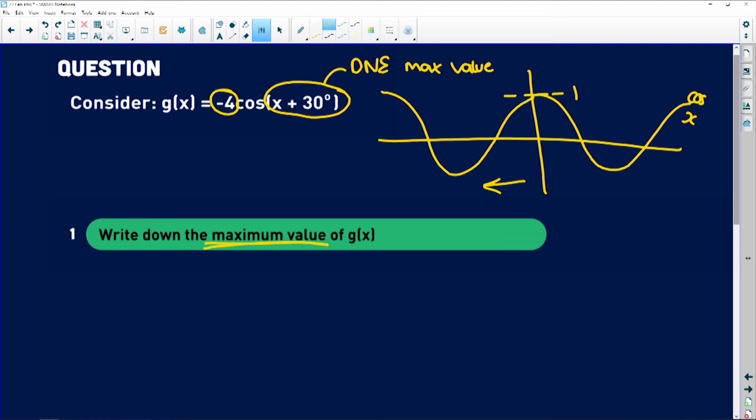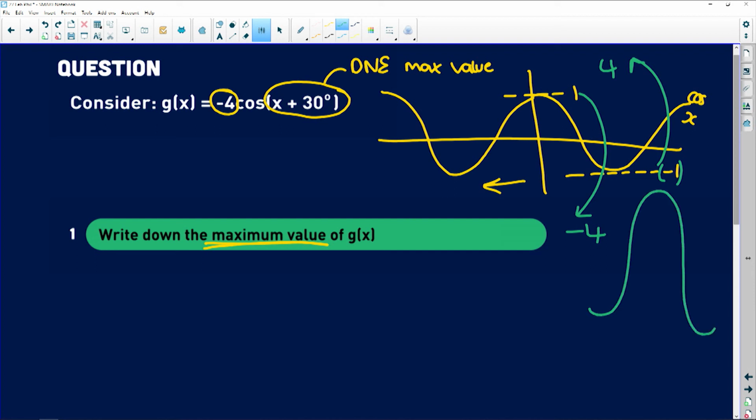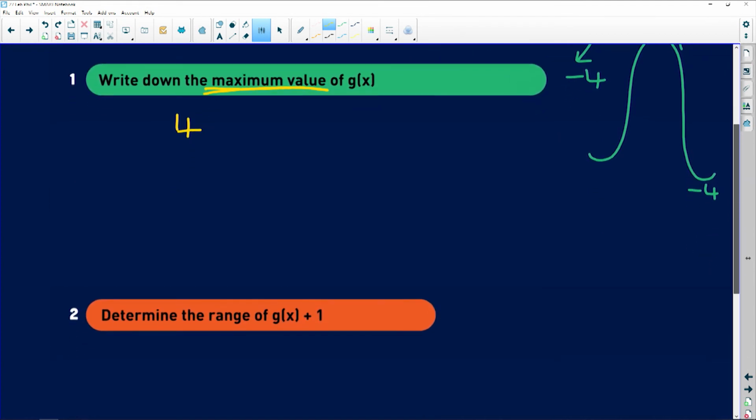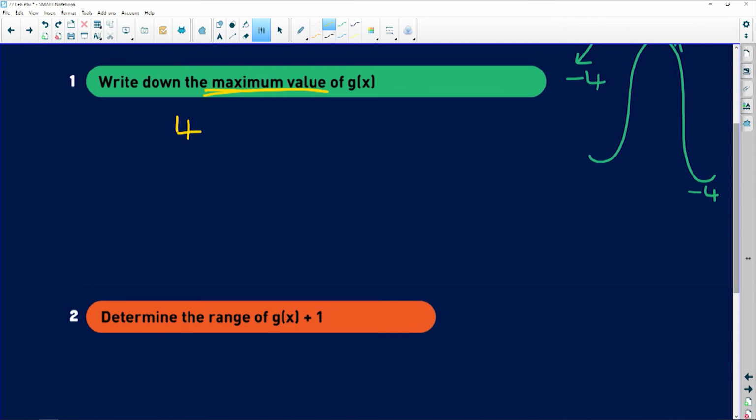So if I have the mother graph and we have a maximum value of 1 and a minimum value of -1, if I multiply that graph by -4, I hope you guys agree with me, that this -1 multiplied by -4 is going to take the graph all the way up to 4. And then this value multiplied by -1 is going to take it down to -4. So the graph is going to reach peaks and pits of 4 and -4. So the maximum value is 4. Okay, very important.